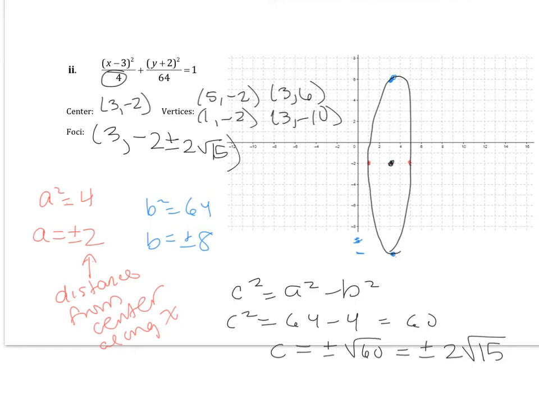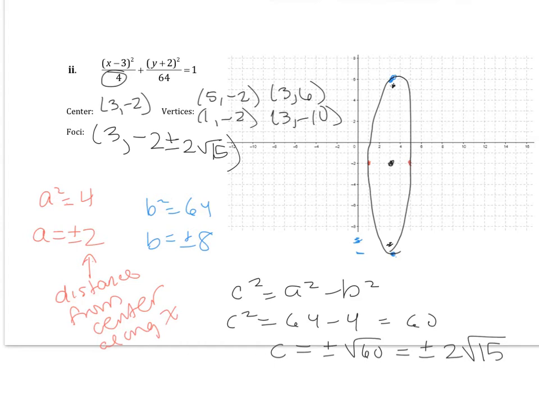So again, that's 2 points. Okay, and we could roughly figure out what that is if I use my calculator. -2 plus 2 root 15 is about 5.7, so that's actually pretty close to my vertex there. And then -2 minus 2 root 15 is going to be -9.7, so again, pretty close to my vertex there, which makes sense, right? So the more elongated the ellipse is, the further apart the foci are, or the closer to the vertices the foci are.